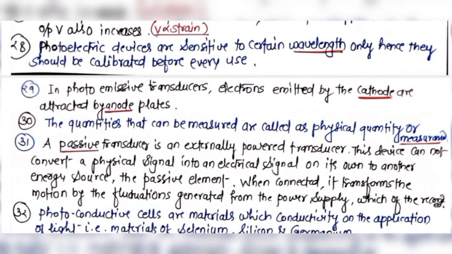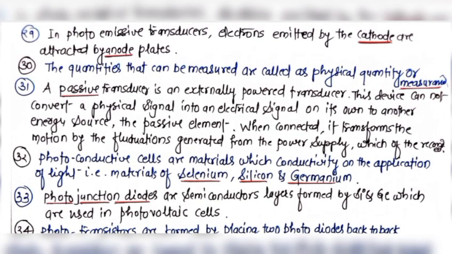Photoelectric devices are sensitive to certain wavelengths only, hence they should be calibrated before every use. In photoemissive transducers, electrons emitted by the cathode are attracted by anode plates. The quantities that can be measured are called physical quantities or measurand.